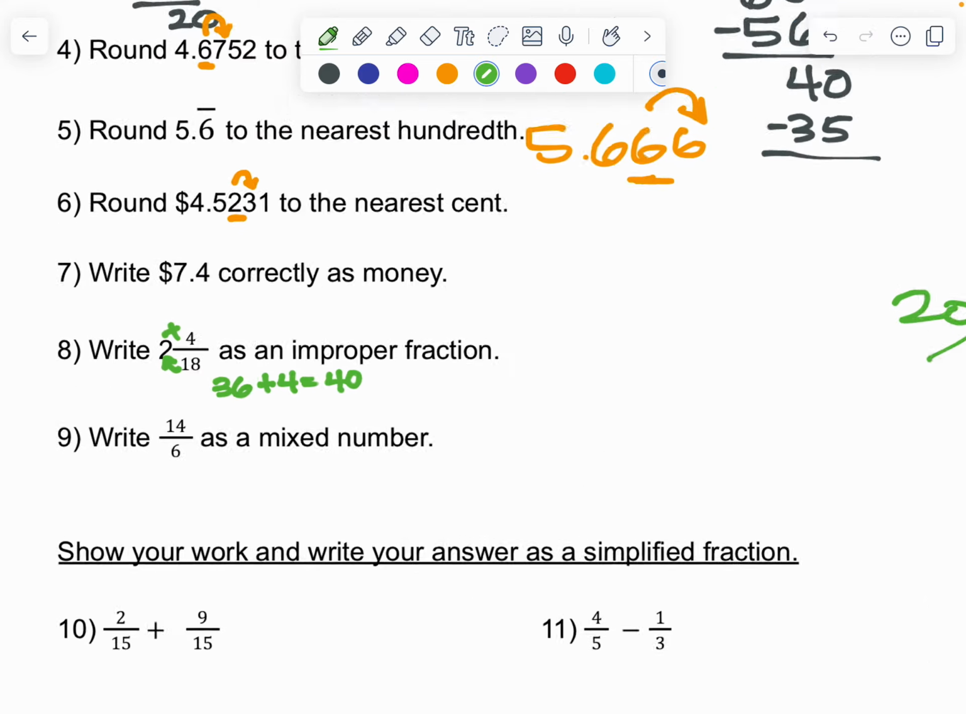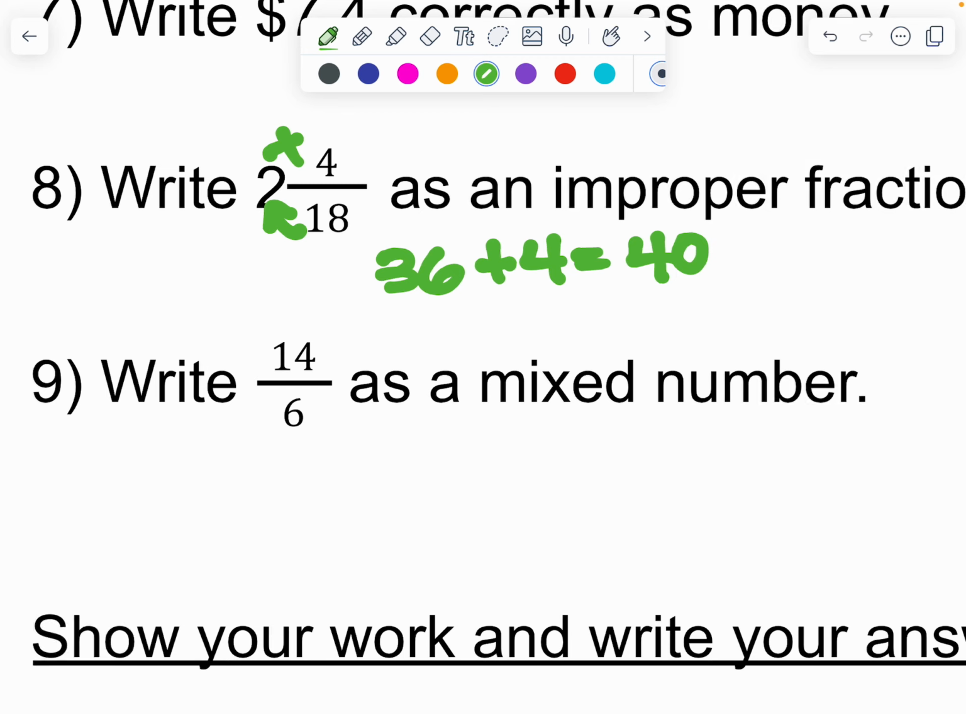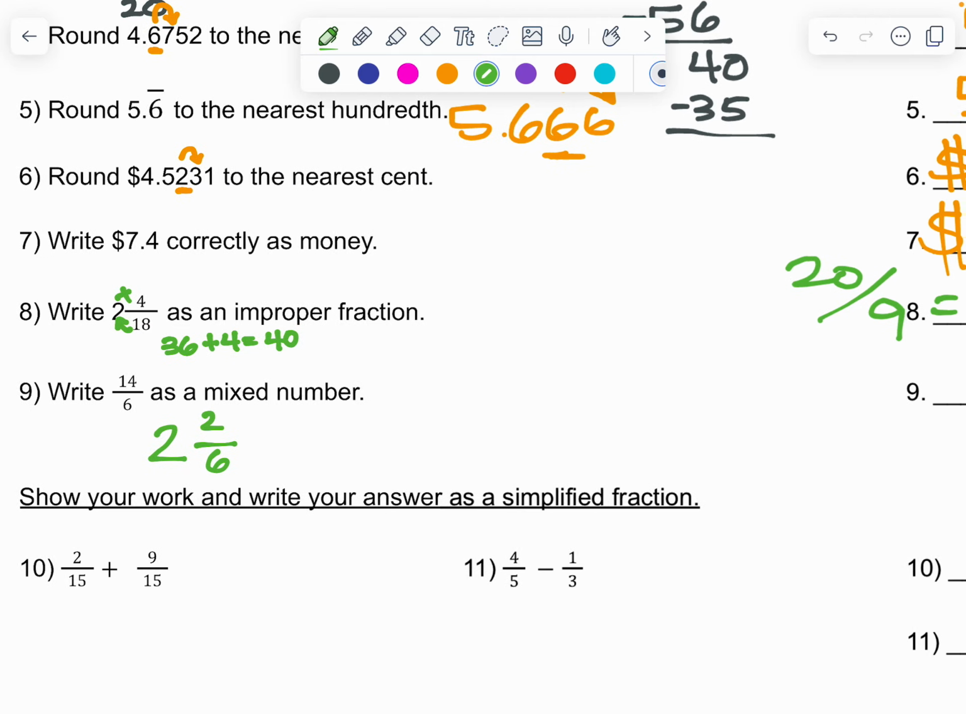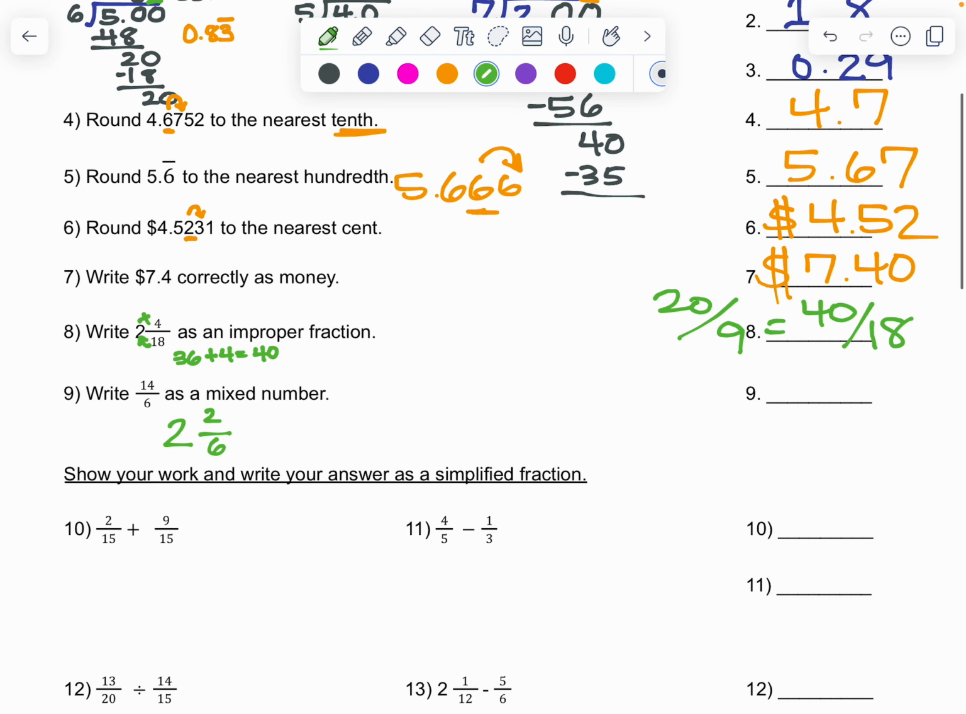All right, and then write this one as a mixed number, number 9. So what you do, I'm going to zoom back in. You divide. 6 goes into 14 2 times with a remainder. 6 times 2 is 12. 14 take away 12 is 2. I've got a remainder of 2. You keep the denominator the same. There it is. That is mixed. That is correct, except it's good practice to simplify it. 2/6 is the same as 1/3. So 2 1/3. Ta-da!